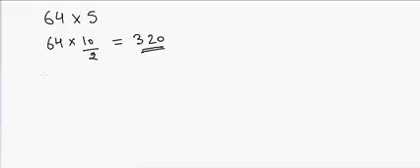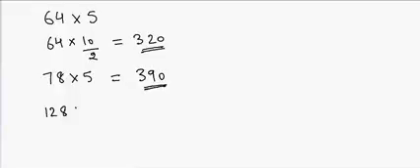Again, if I have to multiply 78 by 5, the answer will be equal to half of 78, which is 39, and then a 0, so that's 390. Again, if I have 128 and I want to multiply by 5, that will be equal to 64 and a 0, and that's your answer.